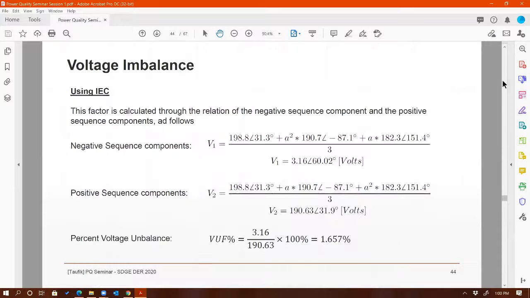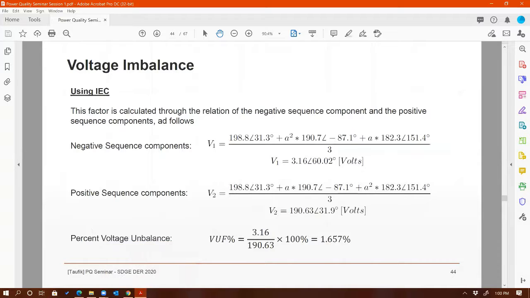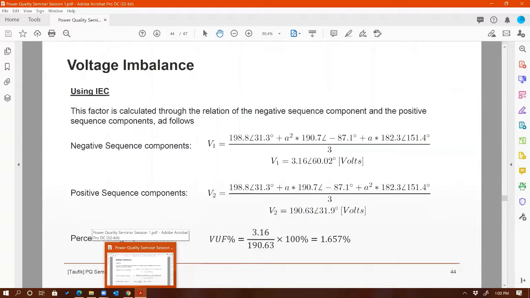All right, so that's percent imbalance. Any questions on these? I had a question. Are these variations pretty standard? Like the voltage variations you put in these example problems, are these fairly standard for what a house would see?